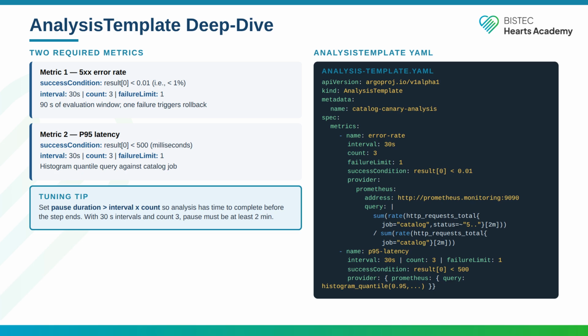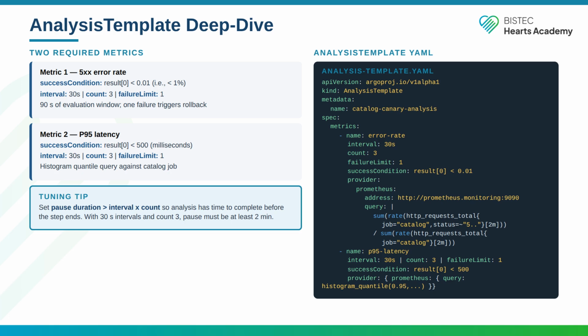The first queries the 5xx error rate, the sum of HTTP 5xx responses divided by total requests, computed over a 2-minute rate window. The success condition is that the result must be below 0.1, less than 1% errors. The second metric queries the P95 request latency, using the histogram quantile function. The success condition is below 500 milliseconds.